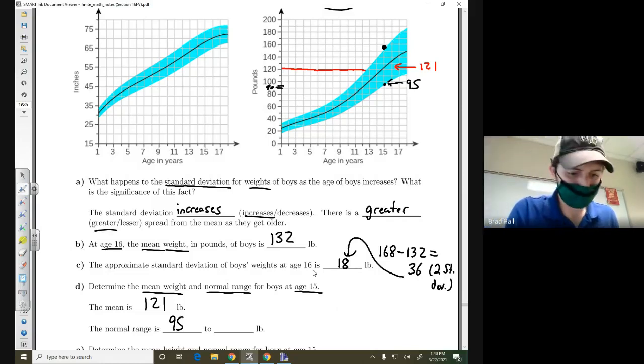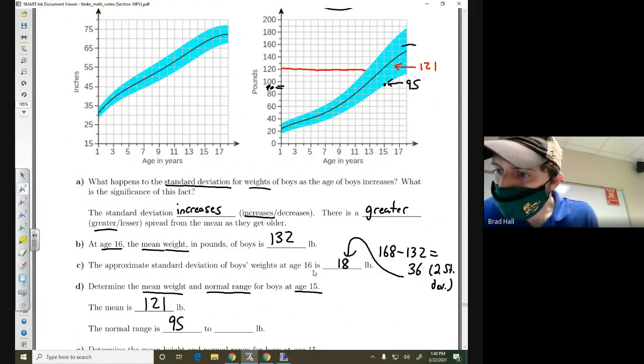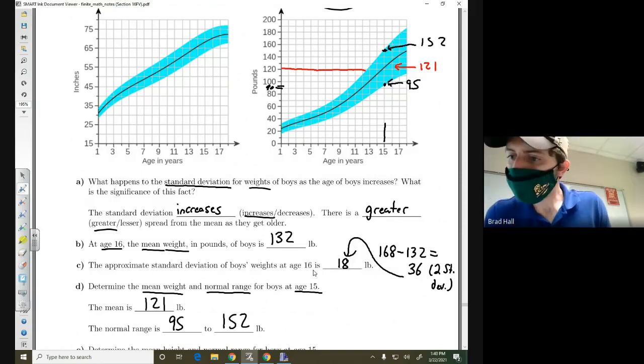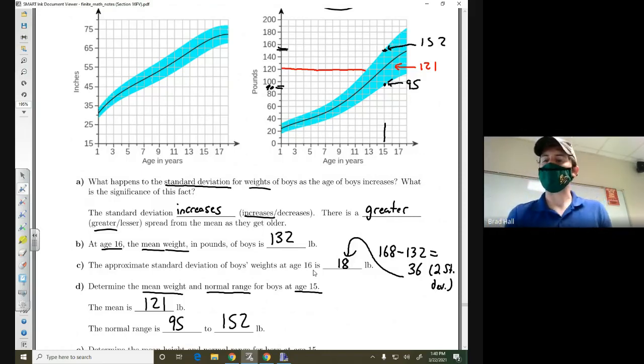The higher one seems to be a little bit above 150. Let's say 152. That's what it looks like to me. A little bit above 150 because these go by increments of 10. They only label every 20. Okay.